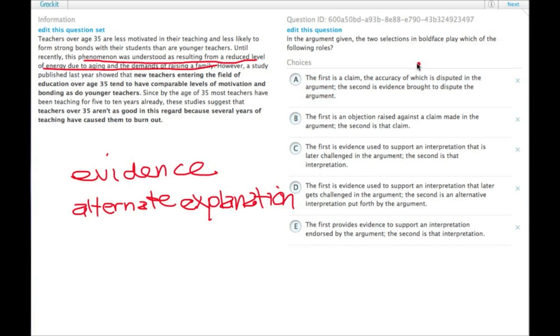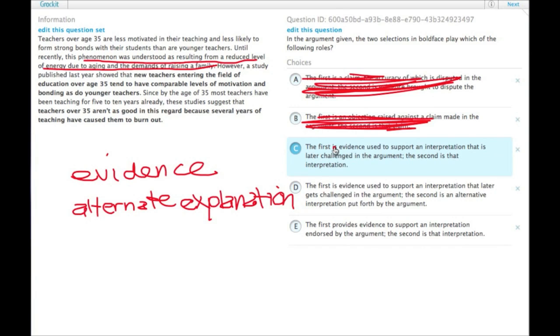So A, the first is a claim. No, we can stop there. The first one's evidence. It's not there. B, the first is an objection. Nope. C, the first is evidence used to support an interpretation that is later challenged by the argument. That's true. C still goes on to say the second is that interpretation. No, the second boldface thing is not the interpretation that's challenged. It's a new interpretation, so it's not choice C.